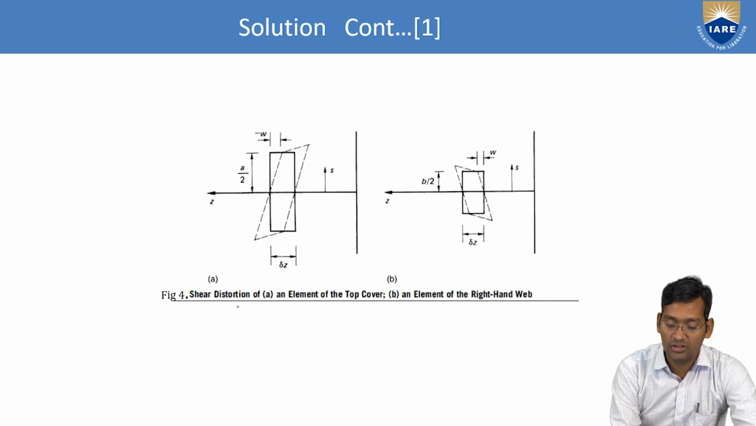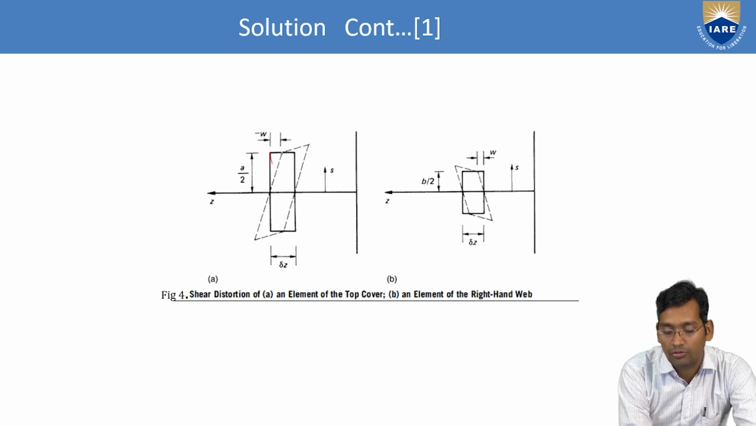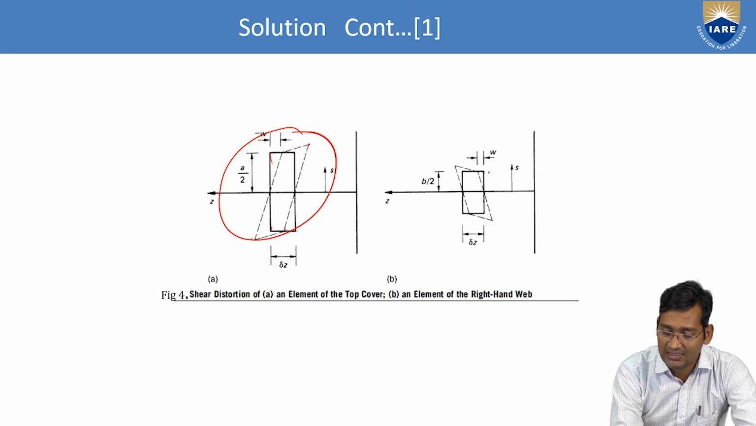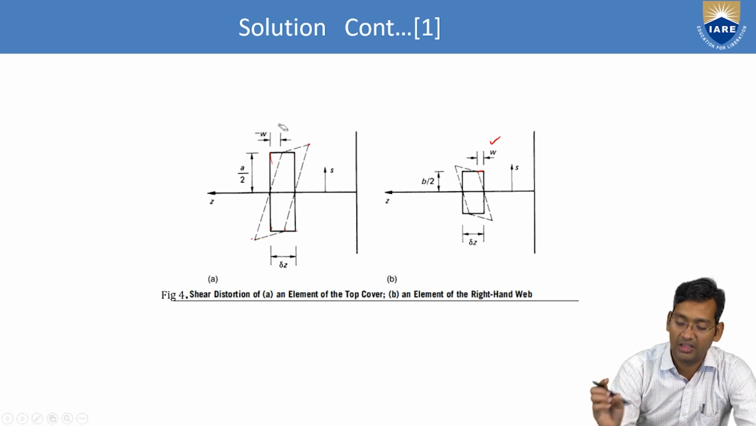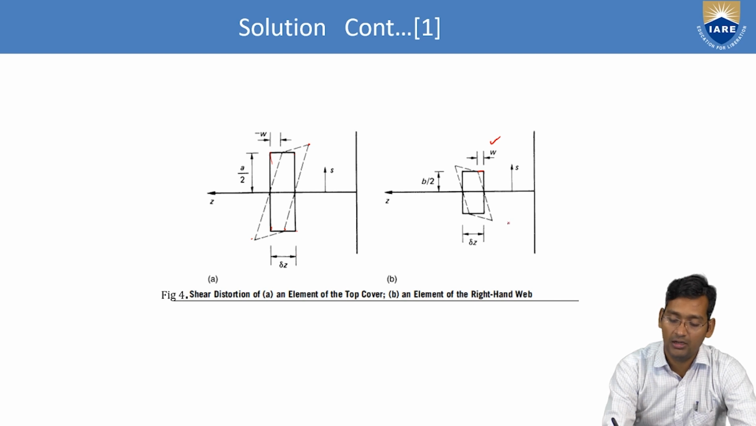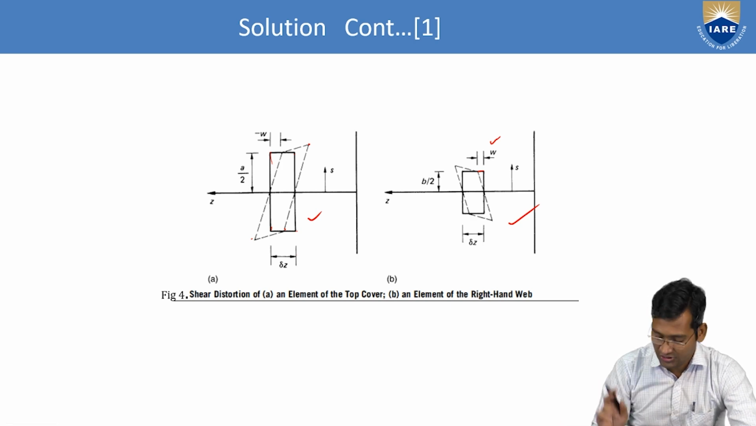Now the next is the shear distortion of an element on the top cover and an element of the right hand web. Because of the twist, it is minus W by this amount. This H came here, and this is delta Z acting in this direction. For the top one, this is B by 2, just like A by 2 for the web, which shifts by this delta. It shifts anticlockwise, so this is positive, and in this case negative. Remaining everything is the same. This is for the right hand web, and this is for the top cover, showing how the distortion changes.